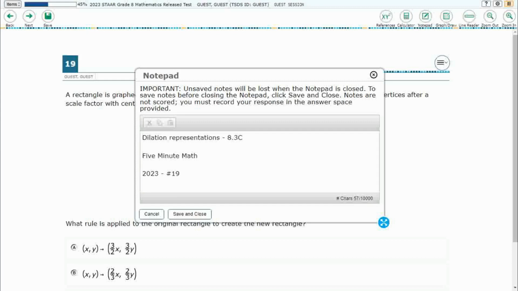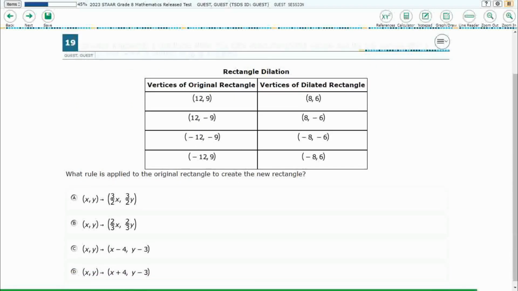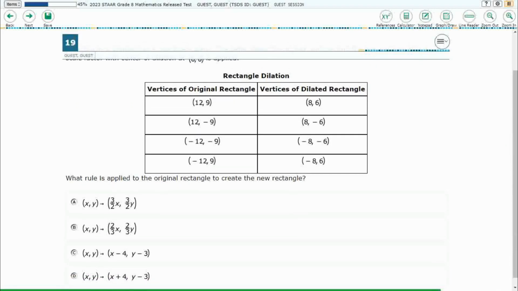Today we are looking at the 8th grade concept of dilation representations. This is standard 8.3c in the great state of Texas, and we are using item number 19 of the 2023 released STAAR test. If you haven't done so already, please go ahead and take a moment to pause the video, work this problem out on your own, unpause it, and we will look at our answers together.